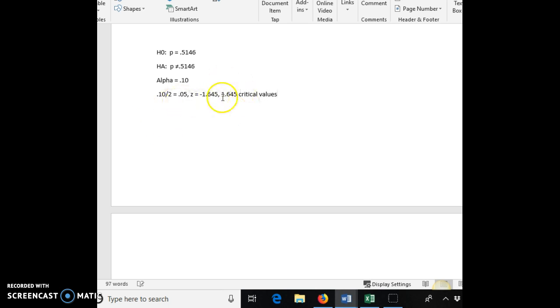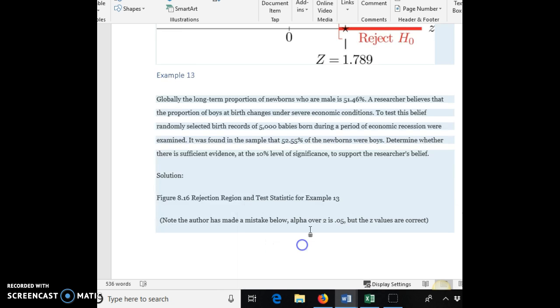Now it's two-tailed, so let's remember our left tail. If we get a test statistic that's to the left of negative 1.645, we will reject the null. And if we get a test statistic to the right of 1.645, we will reject the null. So let's do our test statistic now. But before we can, let's get our p hat. Now in this instance, we don't have to compute it. It was given to us. We have 5,000 babies were selected, and the sample proportion was 0.5255.